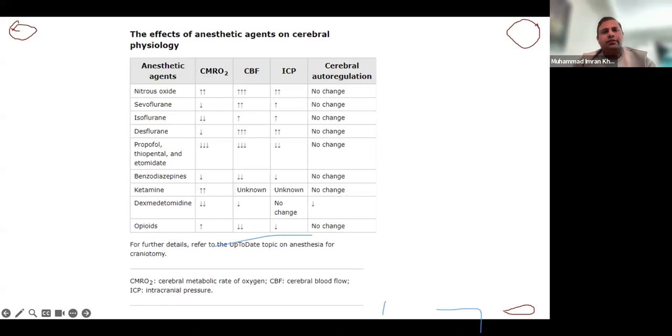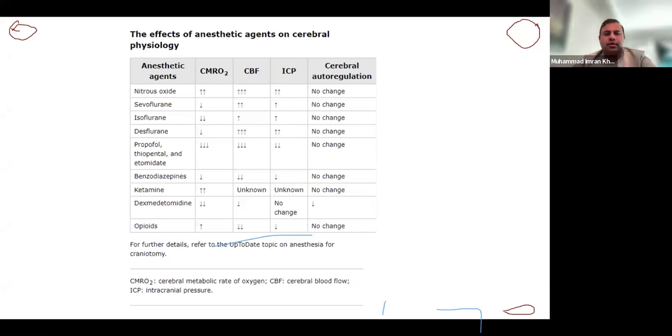Then this is basically the effects of the anesthetic agents on the cerebral physiology. So as you can see, your nitrous oxide is increasing the CMRO2, the CBF, and ICP with no change in your autoregulation. Your sevoflurane decreases the CMRO2 but increases the CBF and ICP. Isoflurane also does the same to a different extent, and so does desflurane. For propofol and thiopentone, it decreases your CMRO2, your CBF, and your ICP with no change in autoregulation. So the autoregulation is conserved.